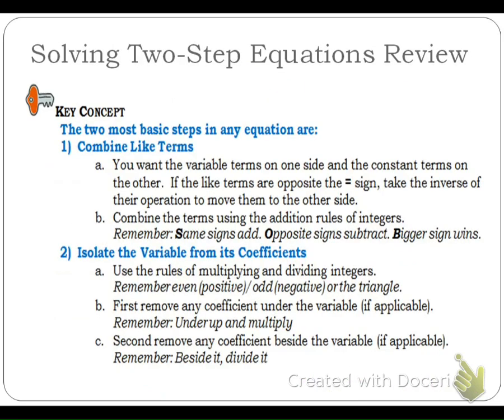So solving two-step equations, the reason why they call them two-step equations is because you're going to be doing these two steps: combining your like terms and then isolating the variable from its coefficient. And you must do it in that order.